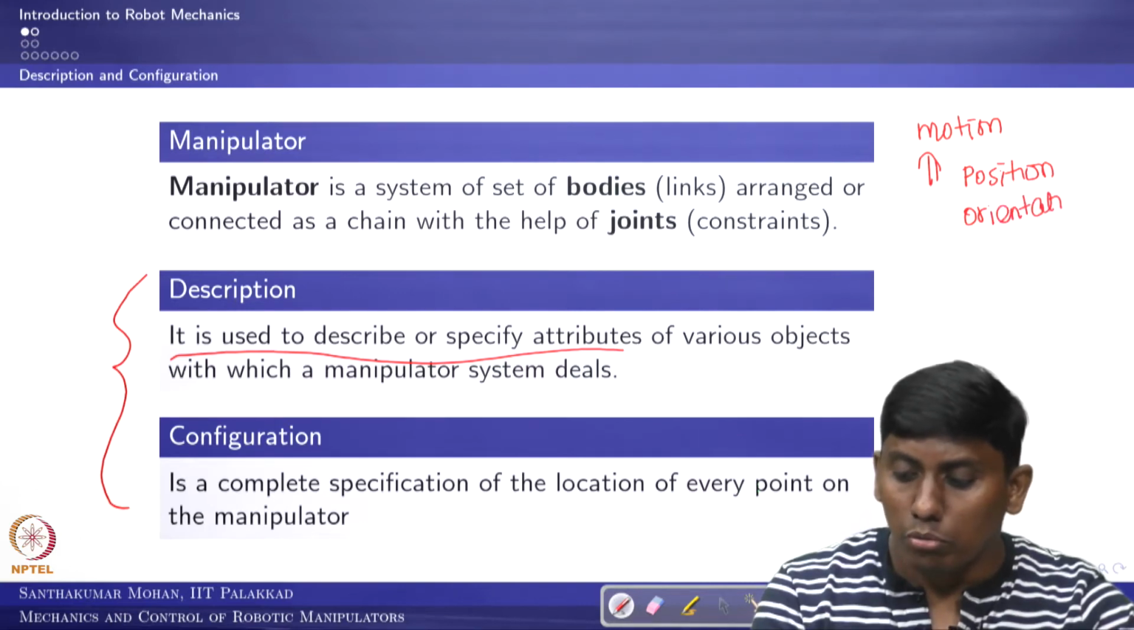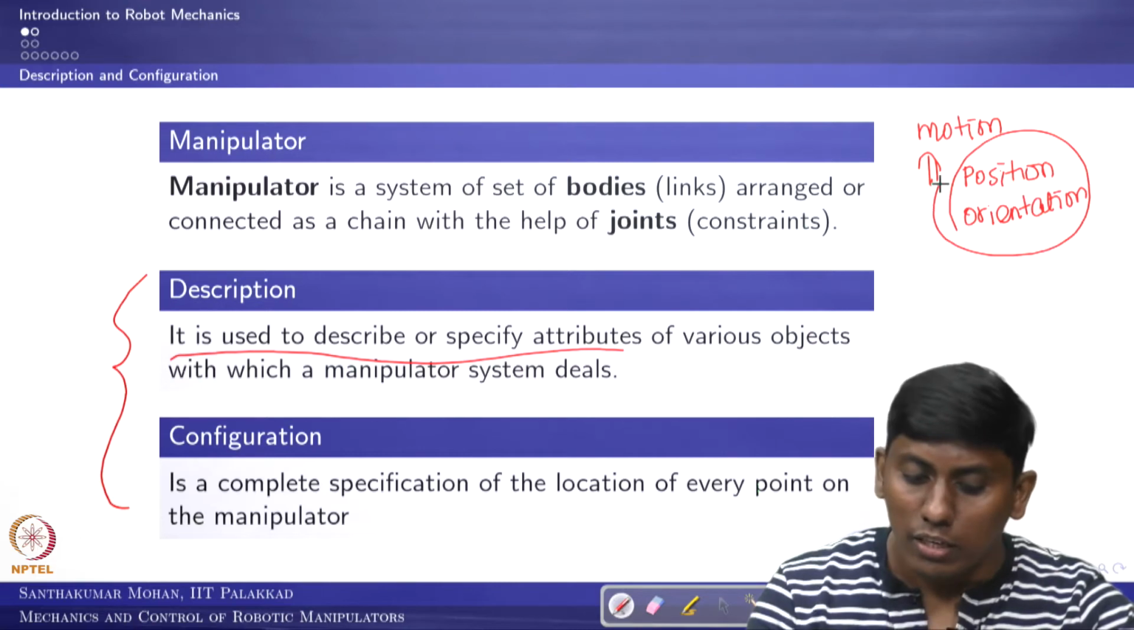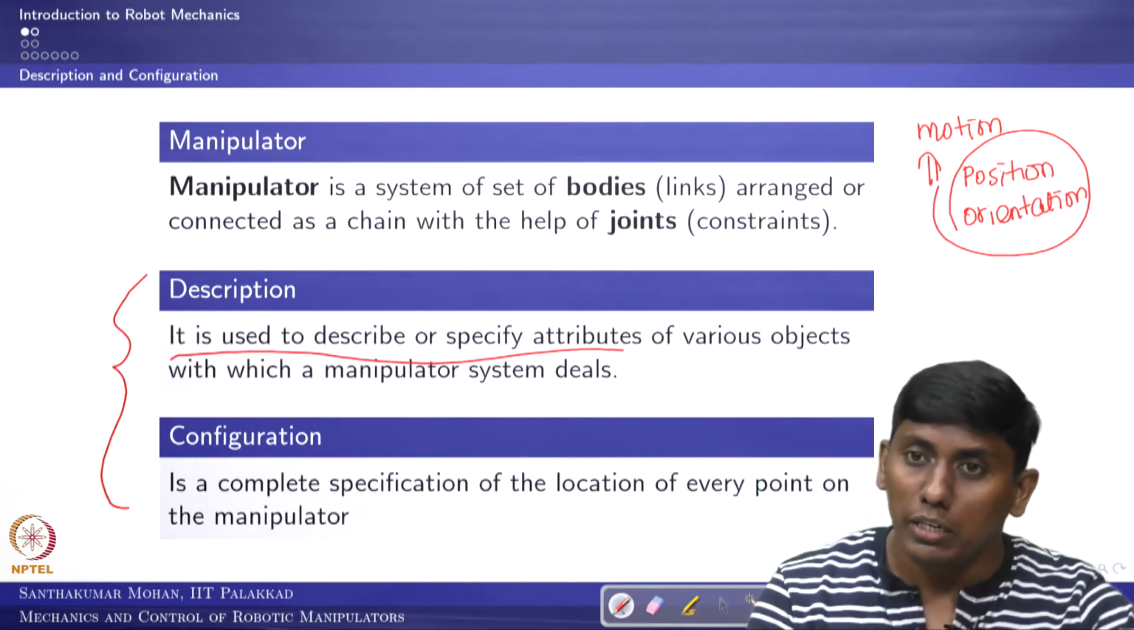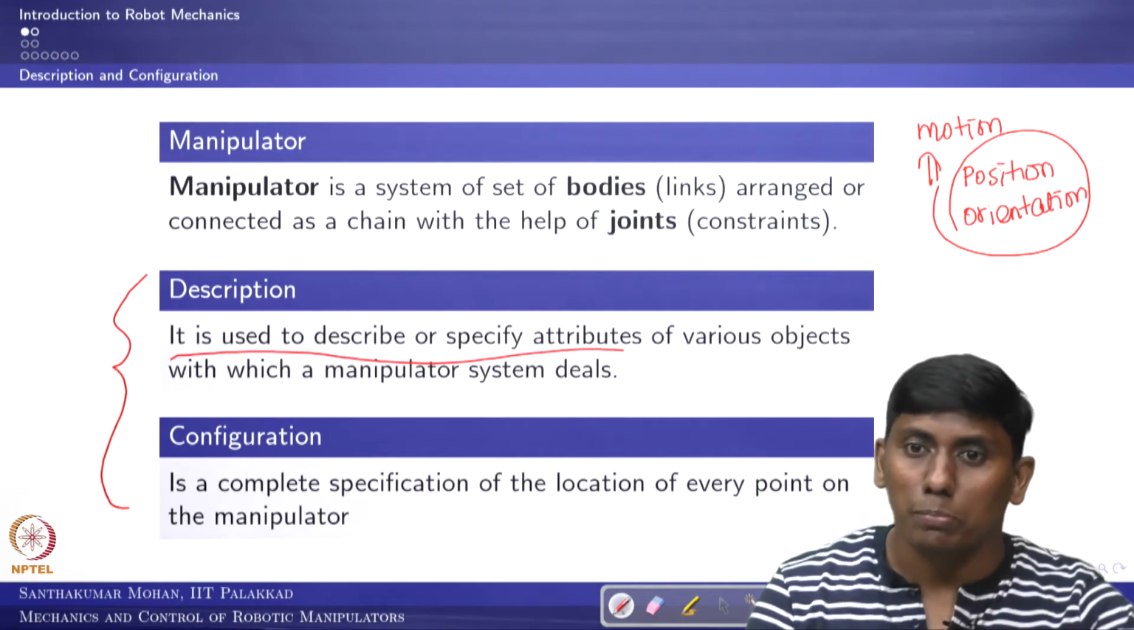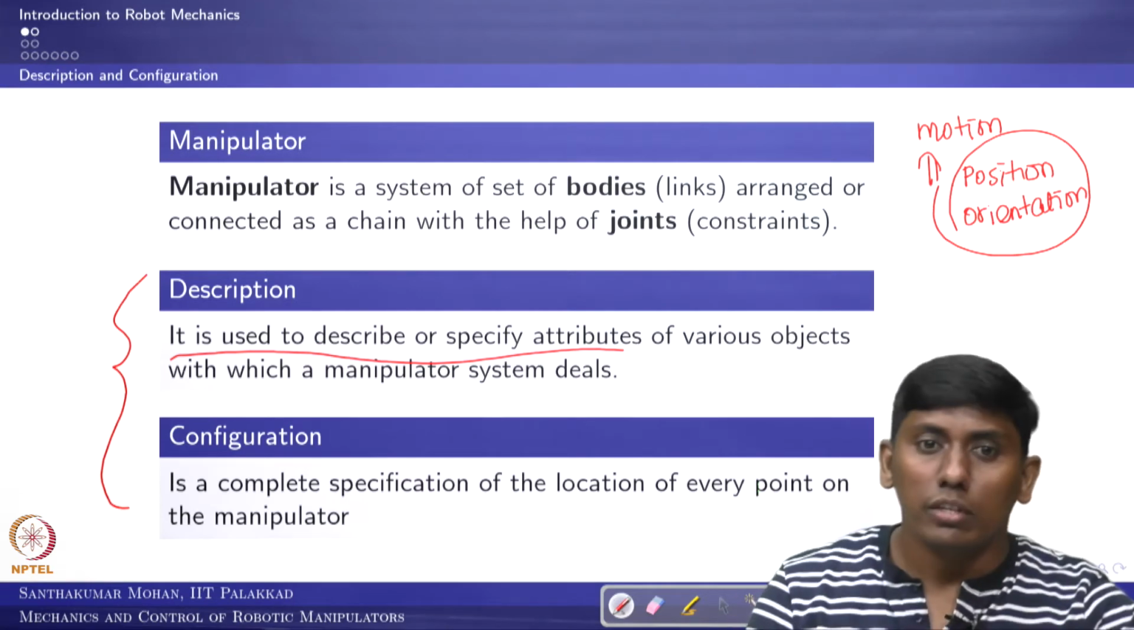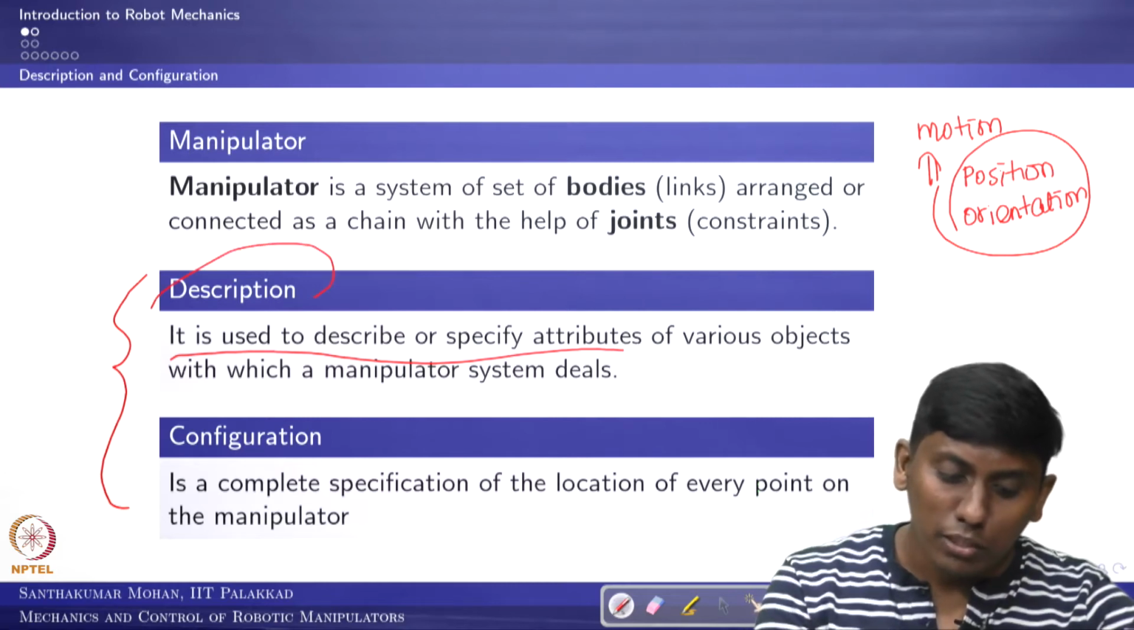These are the two changes you have to mention. So you have to describe the position and orientation, and further you have to describe the positional change and orientational change with respect to time, like that you can keep going. In that sense you can see the description is one of the keys.